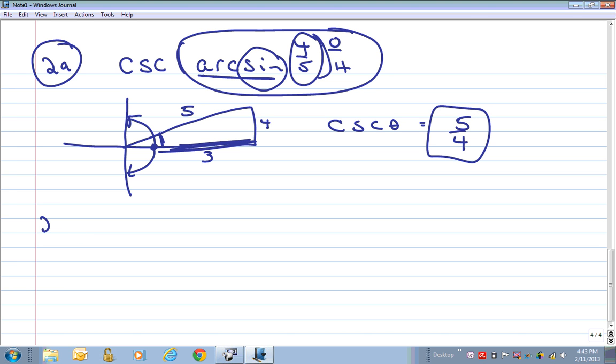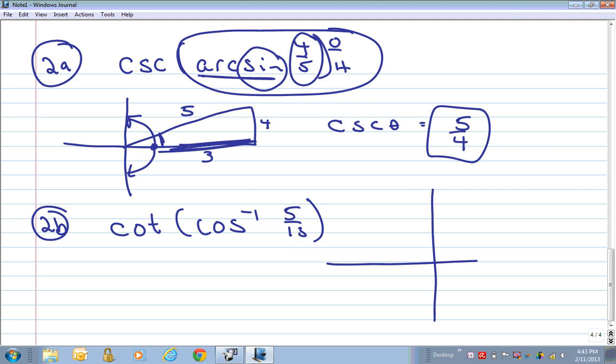All right, 2b, or not 2b, sorry. All right, here we go. Cotan of inverse cosine 5/13. Again, we're going to draw a triangle. In our triangle, we have inverse cosine, so we're restricted to the first and the second quadrant. Again, it is positive, so we'll be in the first quadrant. We're going to draw a triangle in the first quadrant.